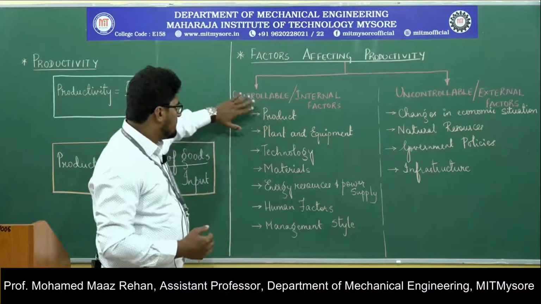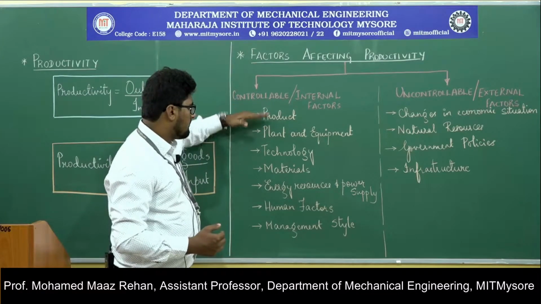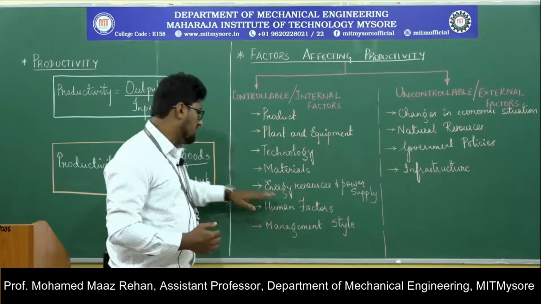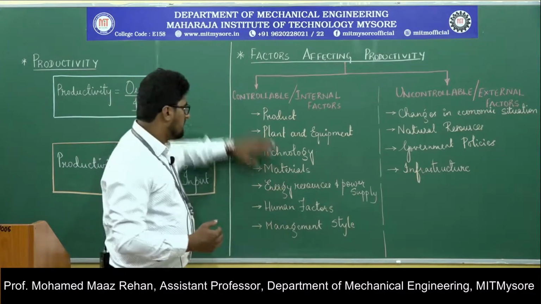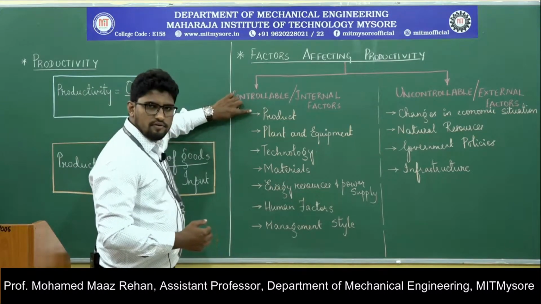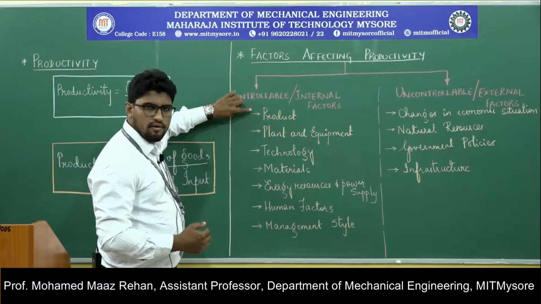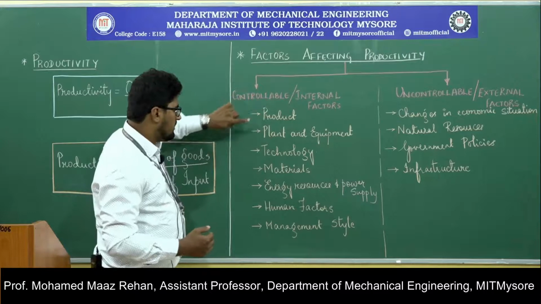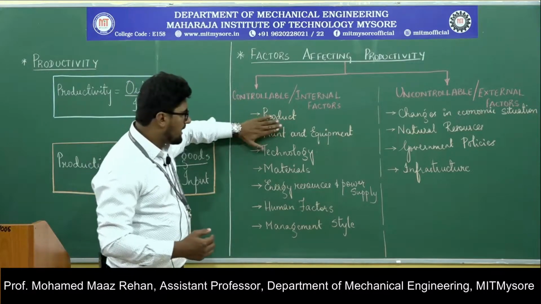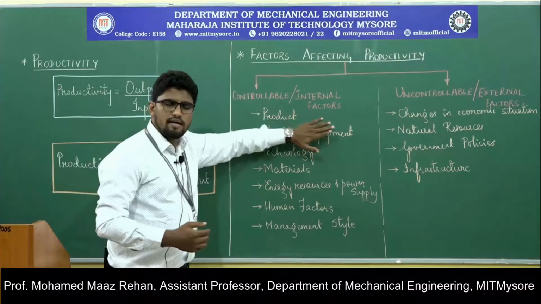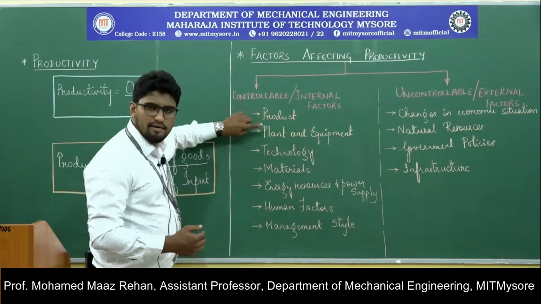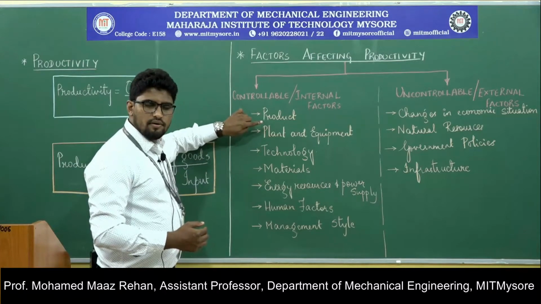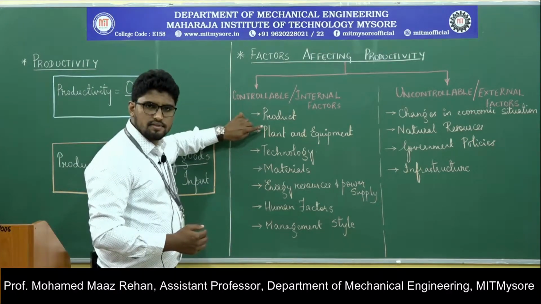I repeat once again. Here we have product, plant and equipment, technology, material, energy resources and power supply, human factors and management style. Product is a measure of usefulness. If it is useful, then that increases productivity with reducing cost. One more is plant and equipment. If plant and equipment are well maintained and serviced from time to time, in order to avoid breakdown and idle times, that increases productivity.